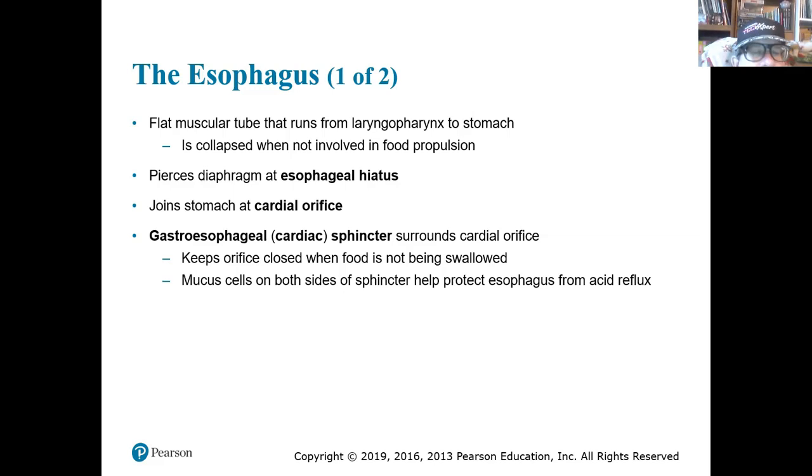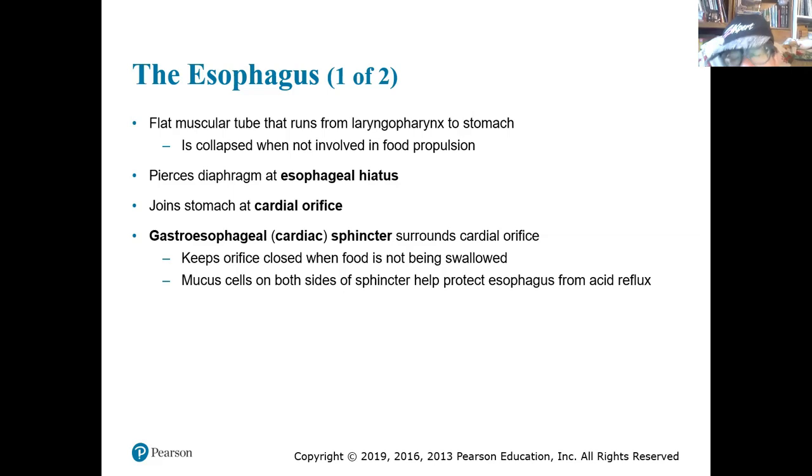It goes through the diaphragm at the esophageal hiatus, because the stomach is located below the diaphragm. It joins the stomach at the cardial orifice. The gastroesophageal sphincter or cardiac sphincter surrounds the cardiac orifice.